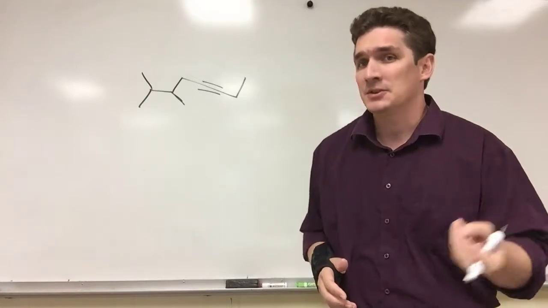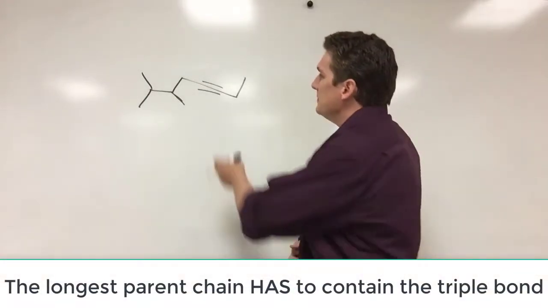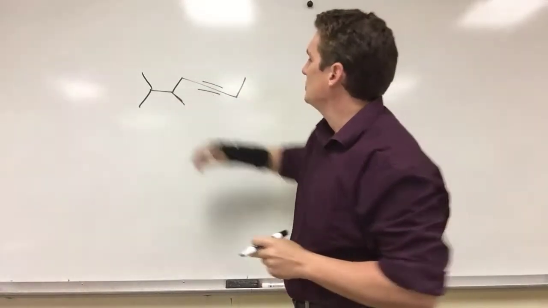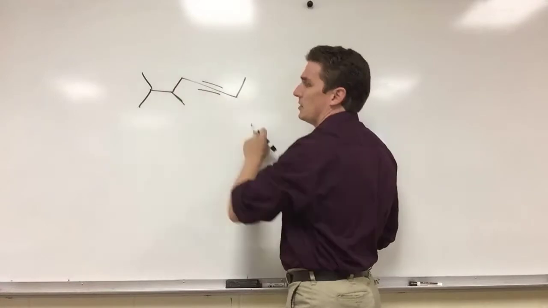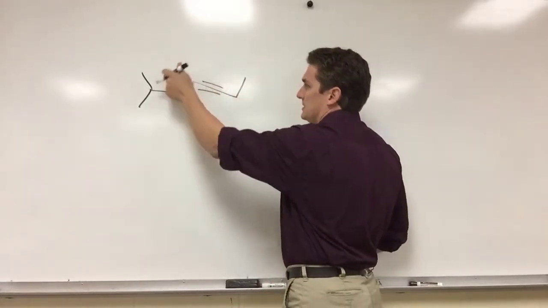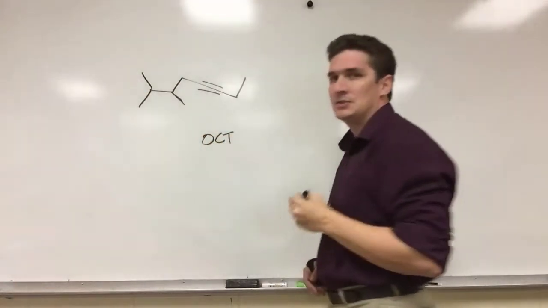We need to look at the longest parent chain. So in this case, and this is something that always gets me when I name these compounds, if you see a triple bond, keep in mind that there's 2 carbons there. So really this is 1, 2, 3, 4 carbons. So the longest chain here is 1, 2, 3, 4, 5, 6, 7, 8. So we're going to have an oct, and there's 2 options here.